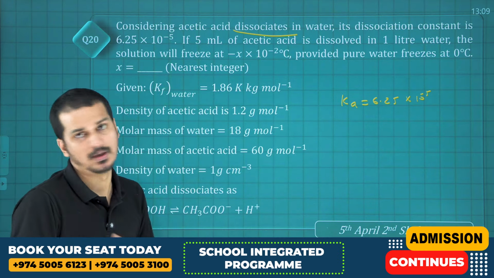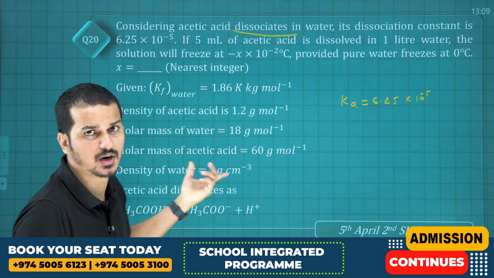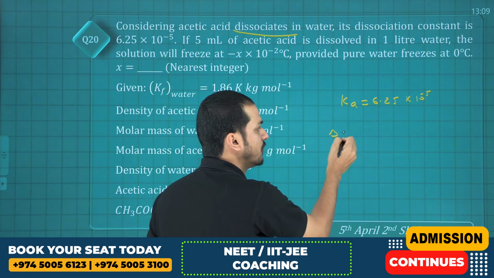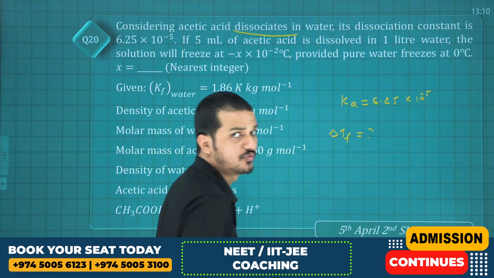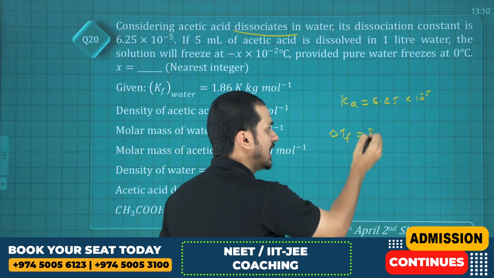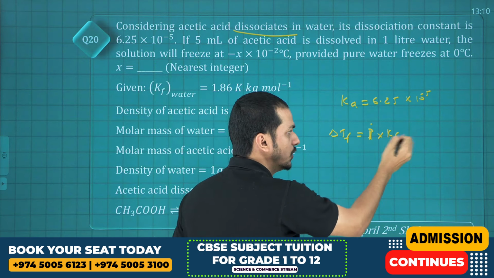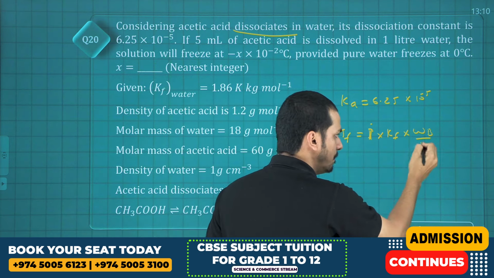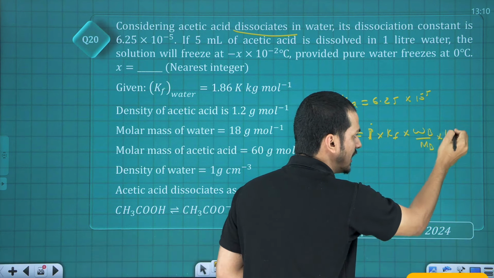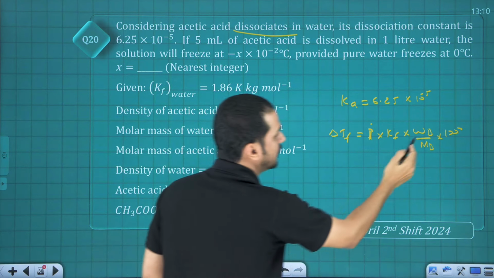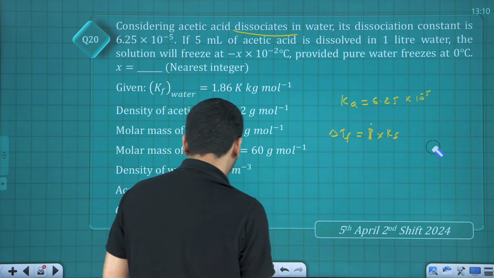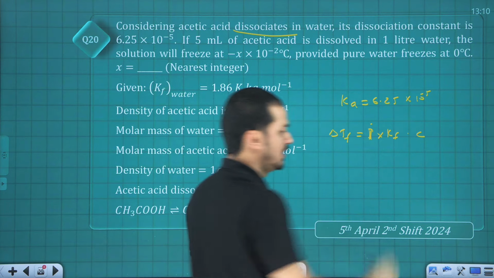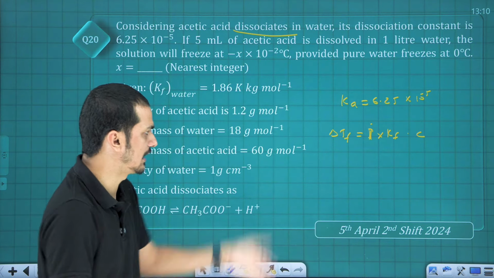That x value, how much? To find this out, we must first find delta TF. The formula is i into Kf into WB by MB into 1000 divided by WA. Instead of that, we need concentration. We need i into Kf into concentration, molality or molarity, no problem. Directly we can do it.